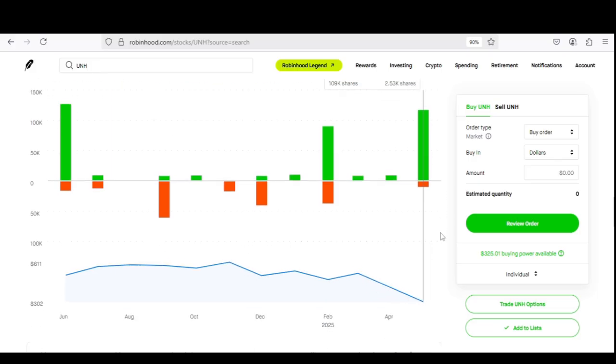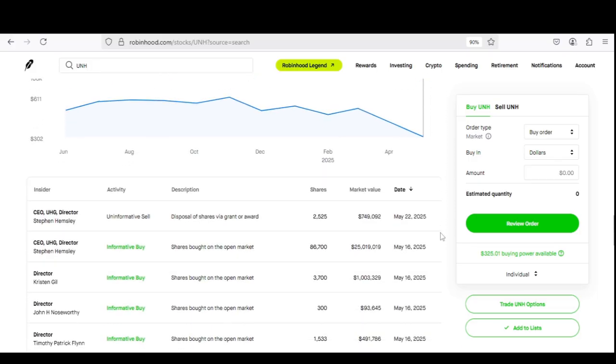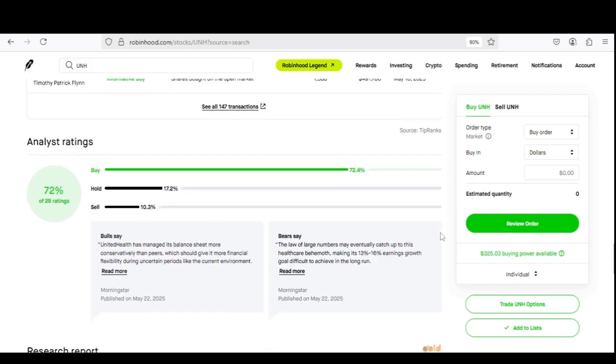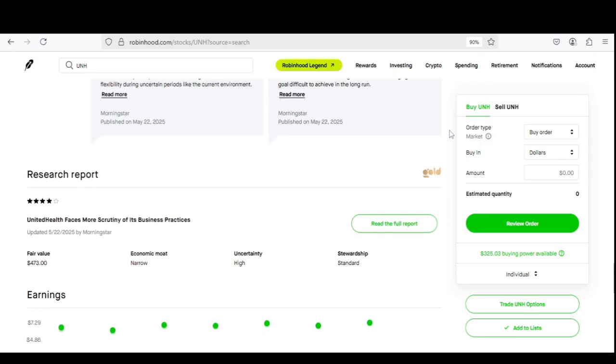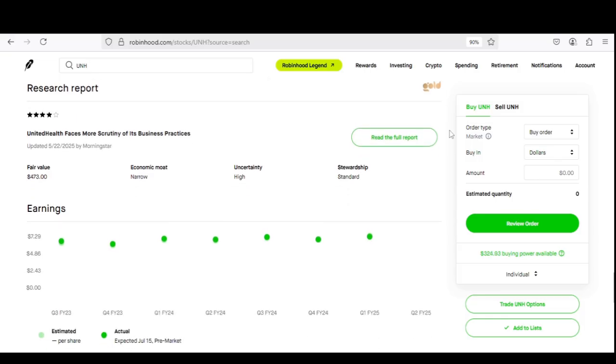Now, if we were to go down just a bit further, I'm going to show you some additional information that Robinhood actually gives you for free. So, the analyst rating right here, 29 analysts said that this is a buy. There's a 72% chance this is a buy. I usually don't go off of that because I know how to do my own due diligence, but it's just there as additional information. The one I actually use is right here, which is the research report.